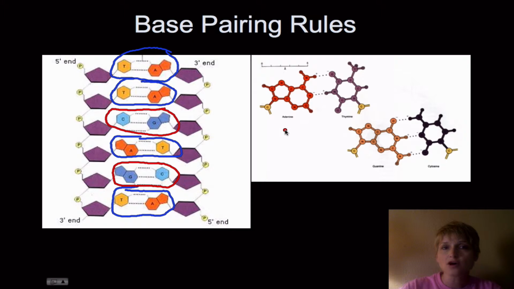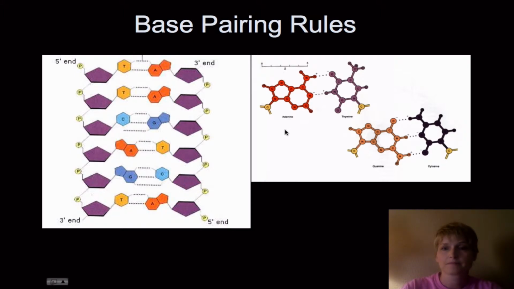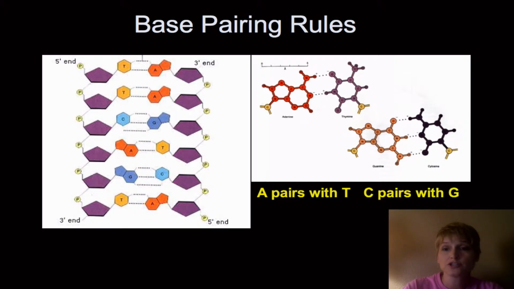So A always pairs with T, and C always pairs with G. And the reason for that is because of the way the molecules are shaped. So here you see adenine and thymine, and you see how there is this polarity right here. So you have a positive and negative charge right there.